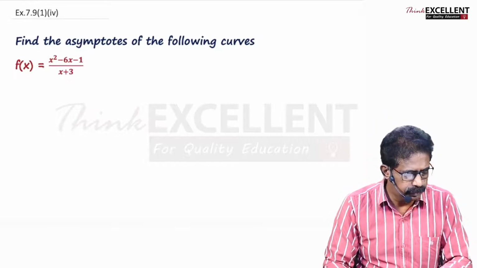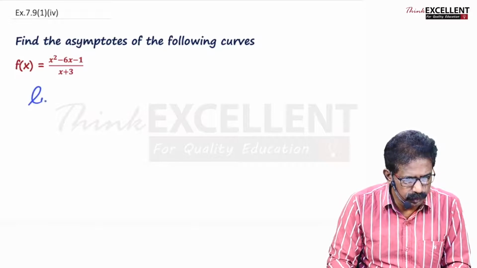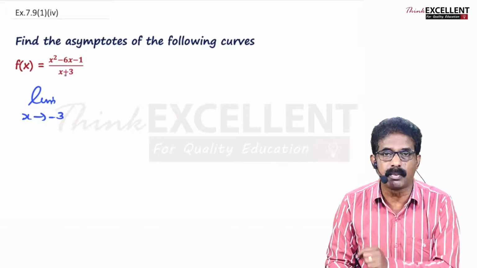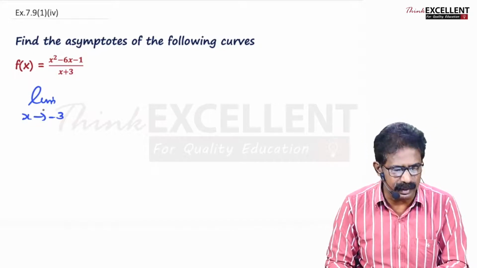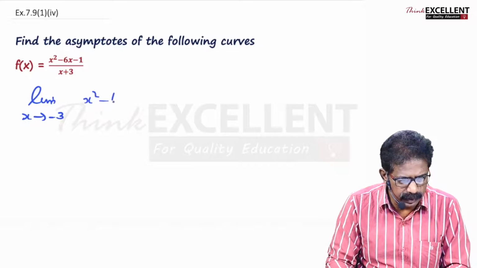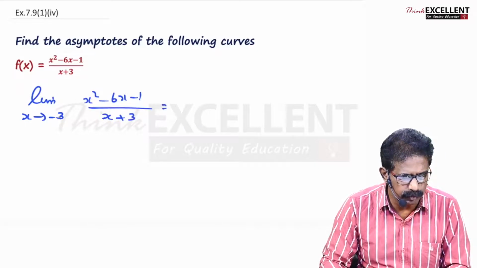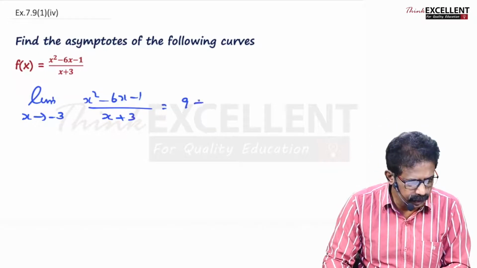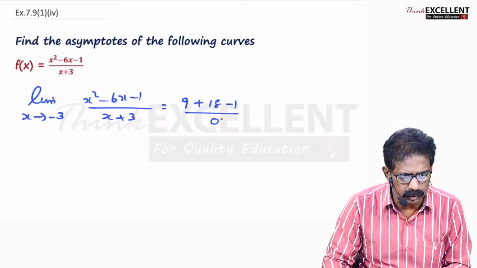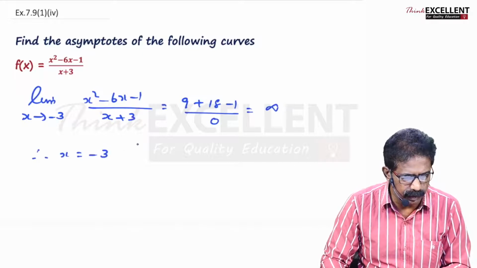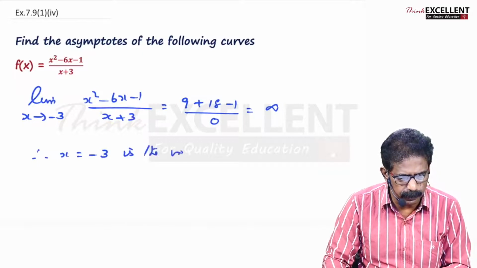So now we write the steps. So when limit extends to minus 3. How do you know? Denominator is x plus 3. Equate with 0. x plus 3 equals 0. x equal to minus 3. That's why. x square minus 6x plus 1 by x plus 3. So here, whenever you give minus 3, wherever x comes you put minus 3 square 9, minus 6 into minus 3 plus 18, plus 1 by 0. So something by 0 is what? Infinity. So you can say x equal to minus 3 is the vertical asymptote.